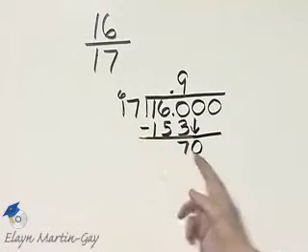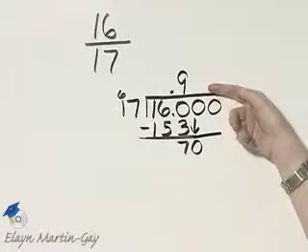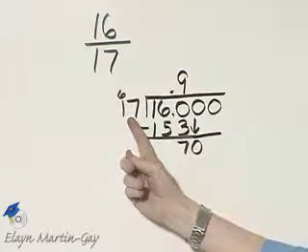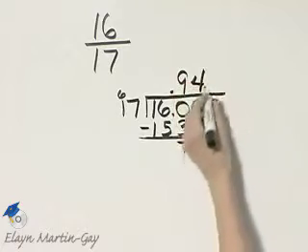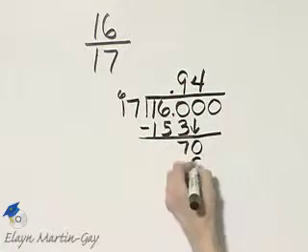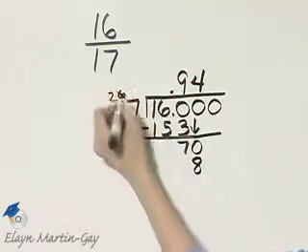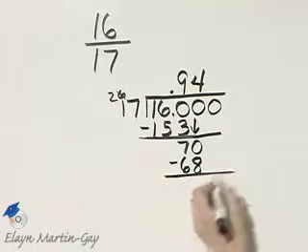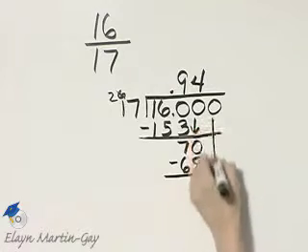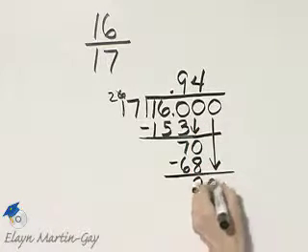How many times does 17 go into 70? Well, I knew 2 times 17 is 34, so I'm going to guess 4 times. 4 times 7 is 28. Carry the 2. 4 times 1 is 4, plus 2 is 6, and then I'll have a remainder of 2. Bring down the next 0.